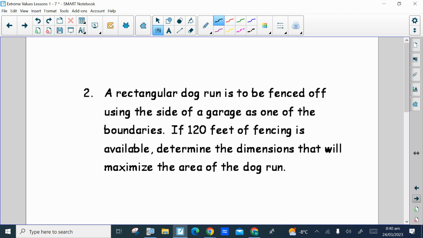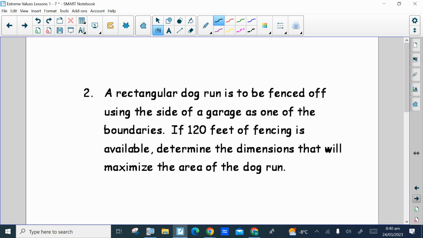Number 2, a rectangular dog run is to be fenced off using the side of a garage as one of its boundaries. They only have 120 feet of fencing available. Determine the dimensions that will maximize the area of the dog run. So this is a very practical problem.